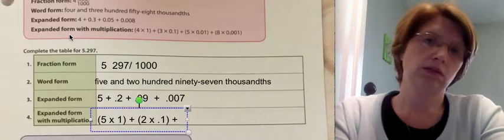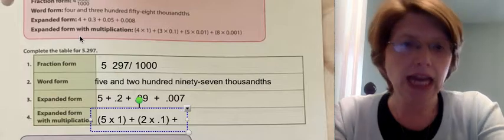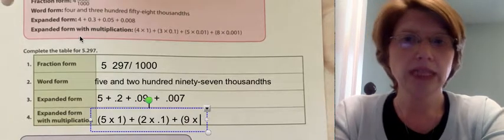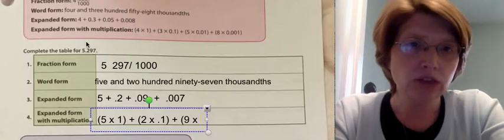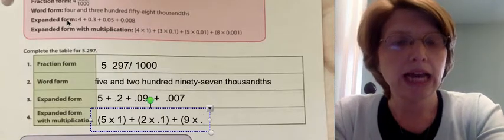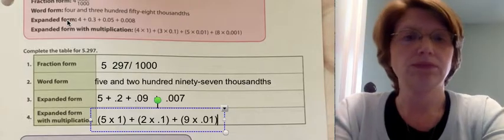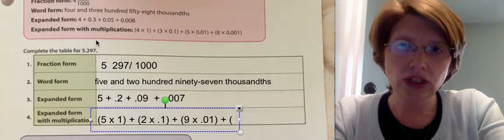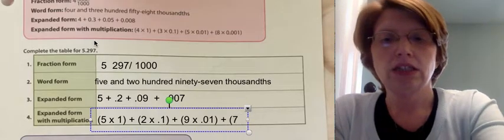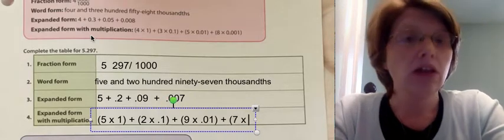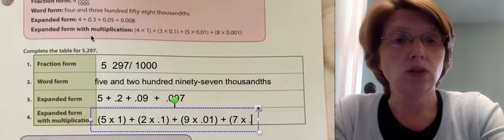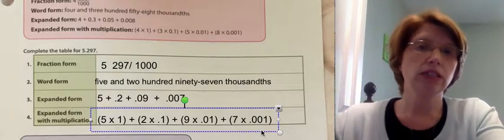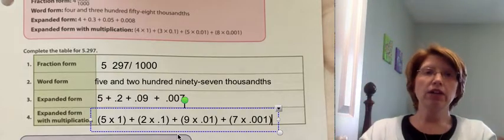plus. What's our next digit? 9 times, and what place is it in? The hundredths. So we're going to multiply it times 100ths. Plus, we're going to take the next digit, which is 7, times, and what place is it in? The thousandths place. So we're going to multiply it times a 1,000ths.